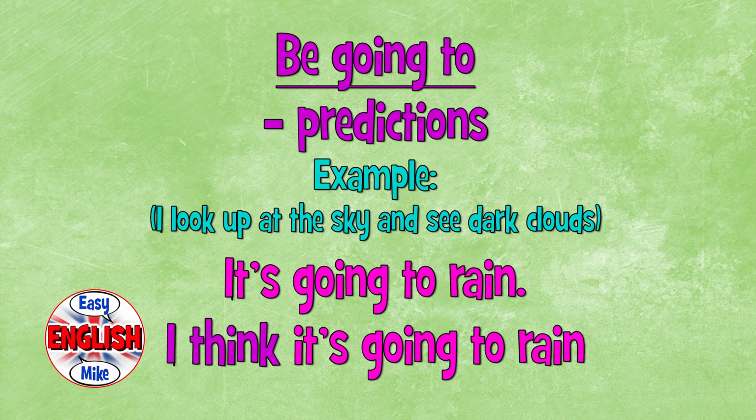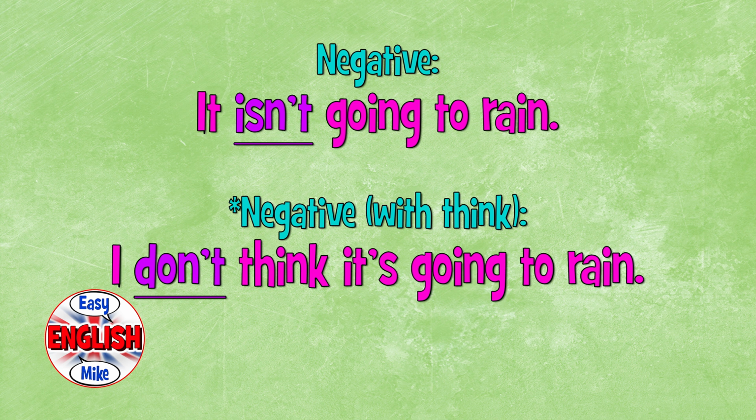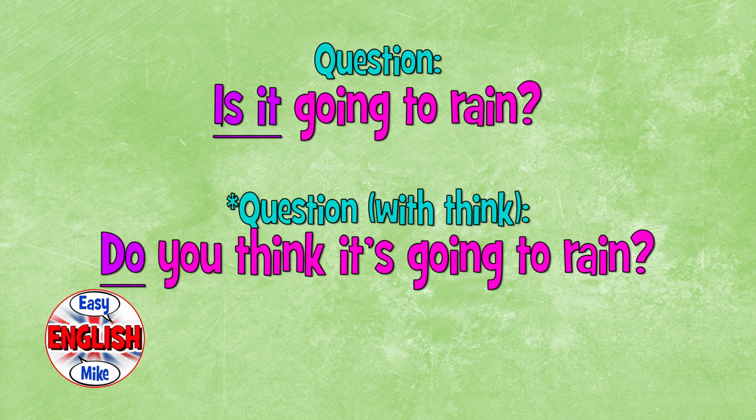We also use be going to for predictions. And here's an example. I look up at the sky and I see dark clouds and I predict rain in the future. I say, it's going to rain. Or, I think it's going to rain. If I put I think, it automatically makes it a prediction. In the negative form, I don't think it's going to rain. Question, is it going to rain? And for predictions, we also use will, but we're going to see this later.